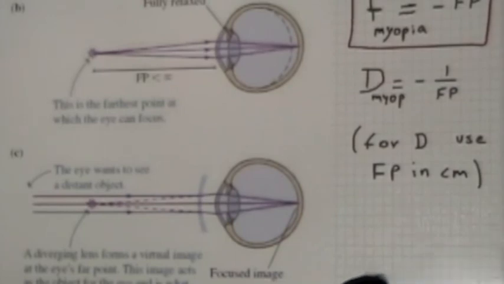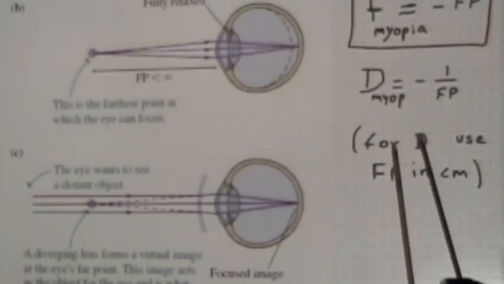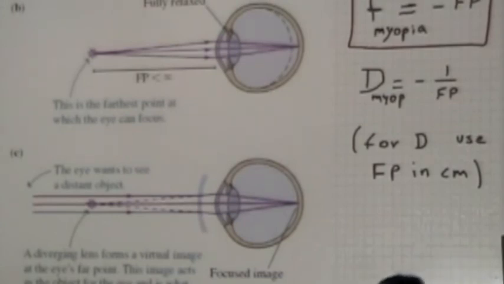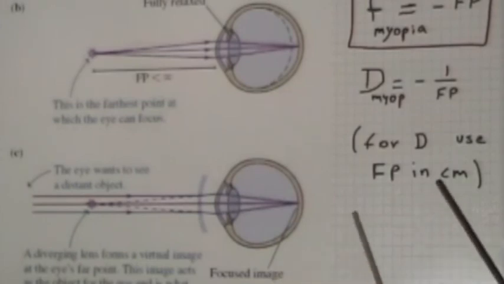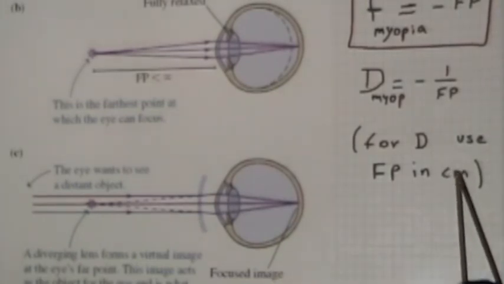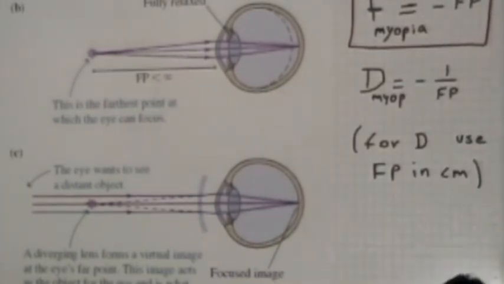So if your far point is 30 centimeters, like mine, then the diopters will be 1 over 30, which is 3.3, and negative because it's a divergent lens. Sorry, this should say meters, not centimeters. It should be in meters. So 30 centimeters is 0.3 meters. 1 over 0.3 gives you 3.3.